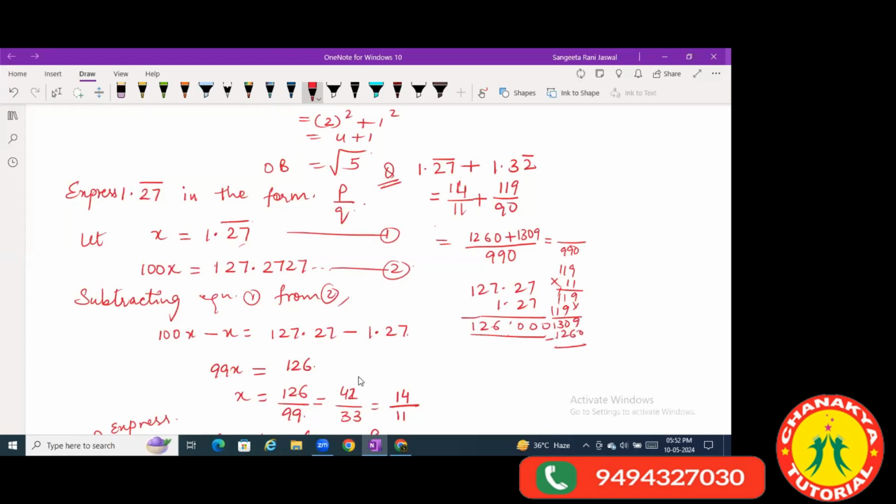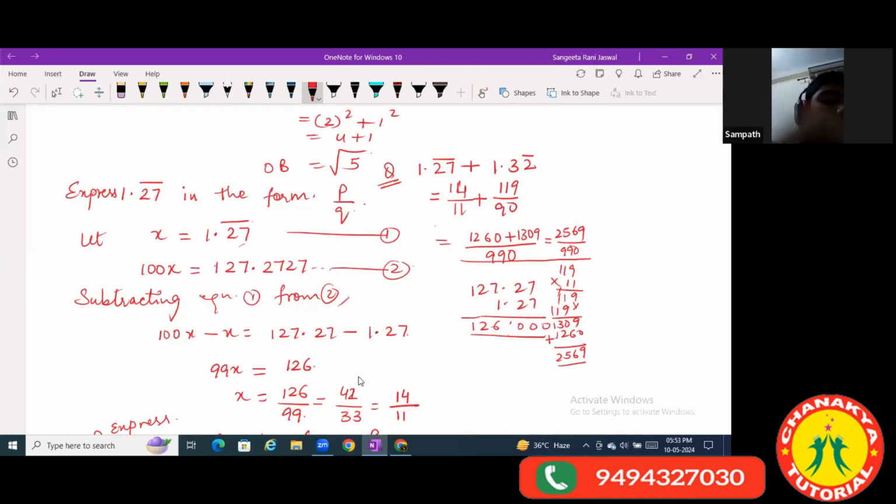So sometimes you get questions like this also. Add this. What do you get for this? In that case, you have to find the P by Q form of the numbers first and then add them. So this is 2569 upon 990. So this is how you get it. Understood this, everyone? Yes, ma'am.